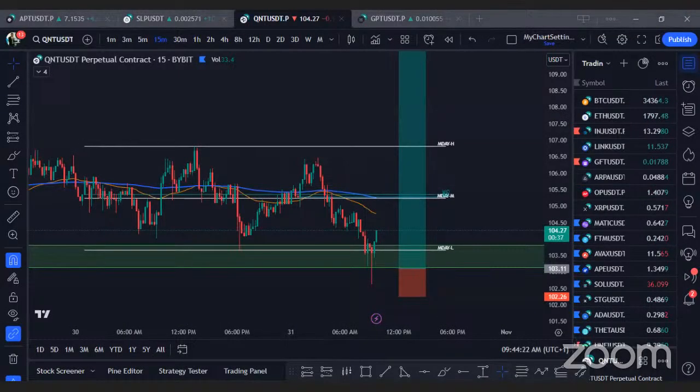Oh, okay. Eventually, this trade is going in profit, guys. No, I didn't risk more, but yeah, eventually it's going in profit. Let's see how that goes.